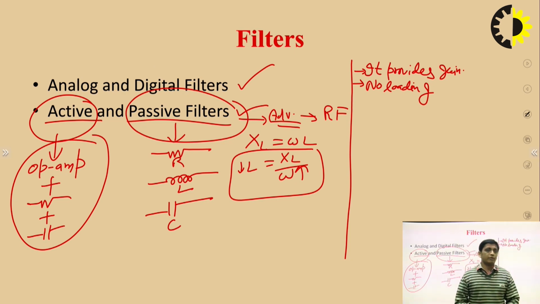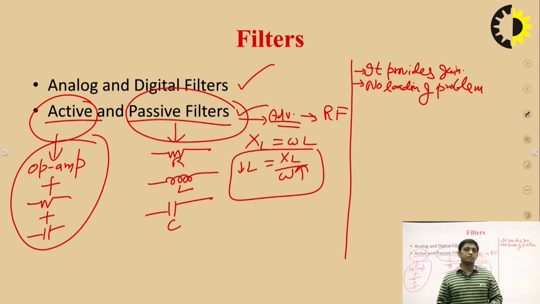Because when we use an op-amp in filters, normally we prefer the non-inverting configuration of the op-amp. And for the non-inverting configuration, the input impedance is very high, and that is very much desirable to reduce the loading problem. There is no loading problem. Fine. So these are the two main advantages of active filters.